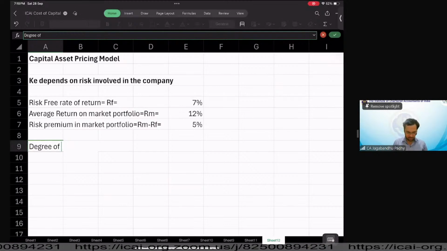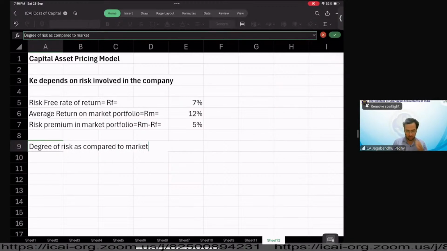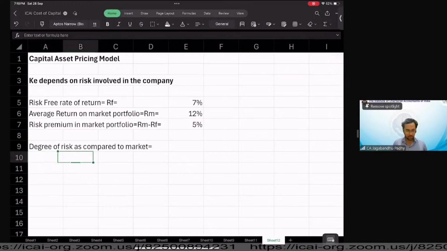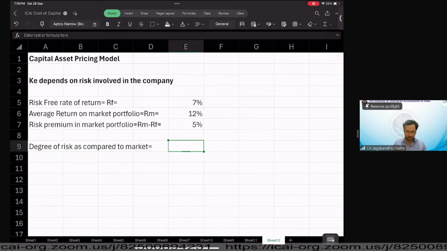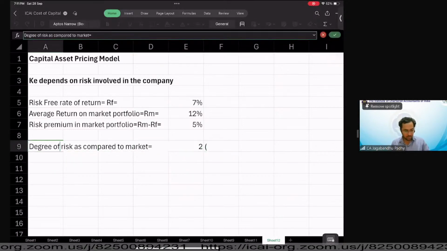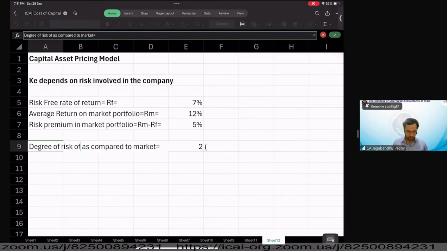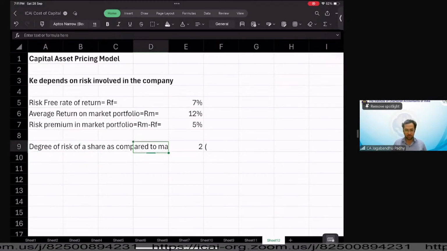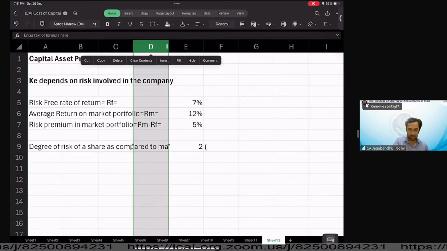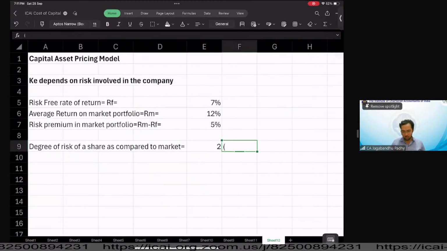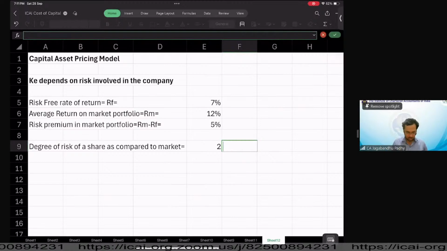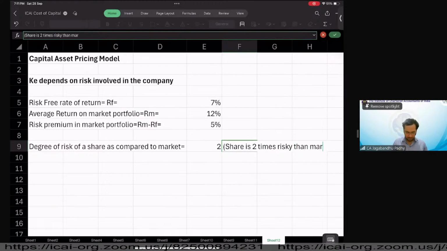Degree of risk as compared to market is, let's say, 2. It means we are saying the degree of risk of the share as compared to the market is 2. Now 2 over here means the share is 2 times riskier than the market.